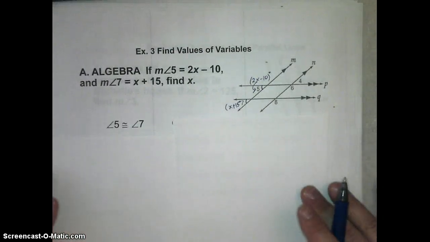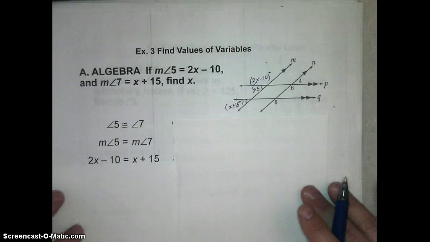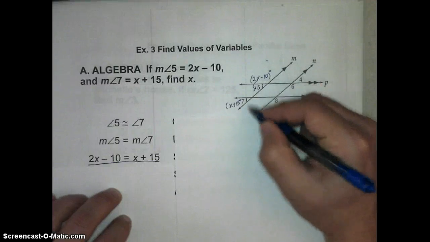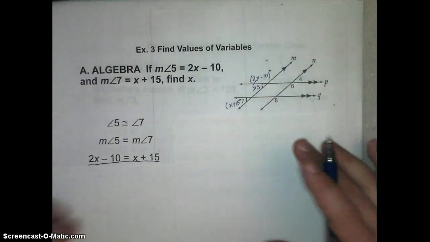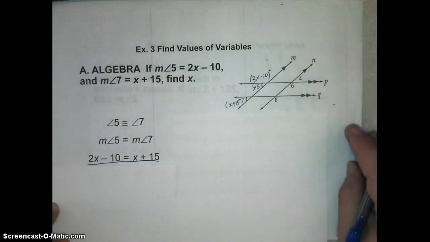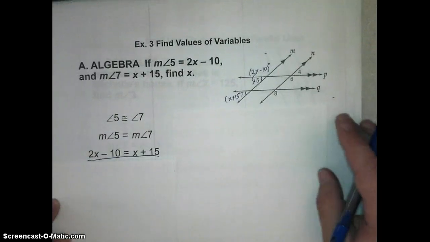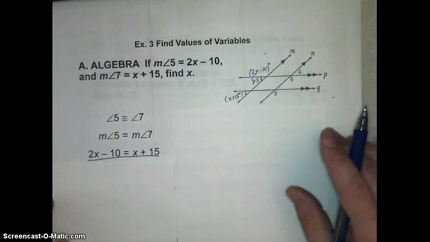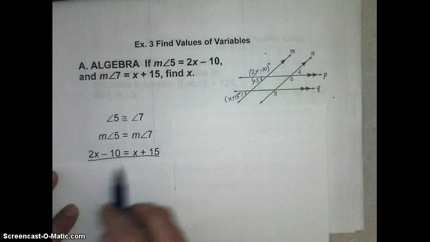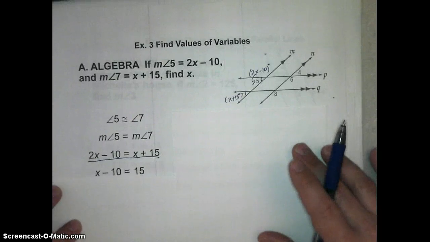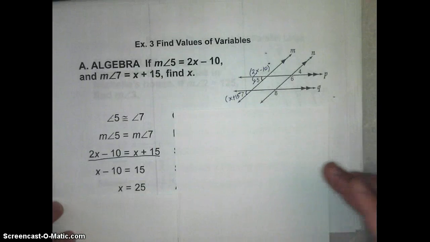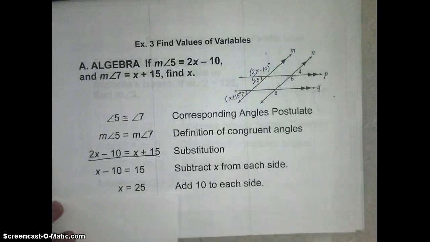5 and 7 are congruent, so their measures are equal. So we can start off by writing this equation. You know that these two values are equal and not supplementary. So this is what we can really start by writing: 2x minus 10 equals x plus 15. And then we just have to find the value of x. So the first thing we should do is subtract x from both sides and get x minus 10 equals 15. Then we can add 10 to both sides and get that x is 25.